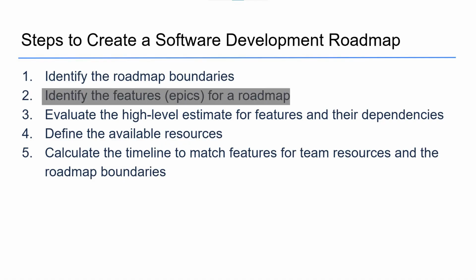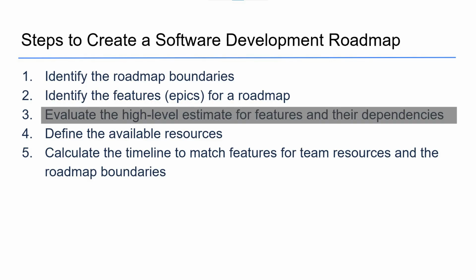Step number 2. Identify the features, or some call them epics, for a roadmap. In this step, we should look at our backlog and identify good candidates for the planning period we defined in the previous step. It is important that the features are big enough to be trackable on the timeline. If it's too big, especially after completing the evaluation described in the next step, consider splitting it into a few smaller features.